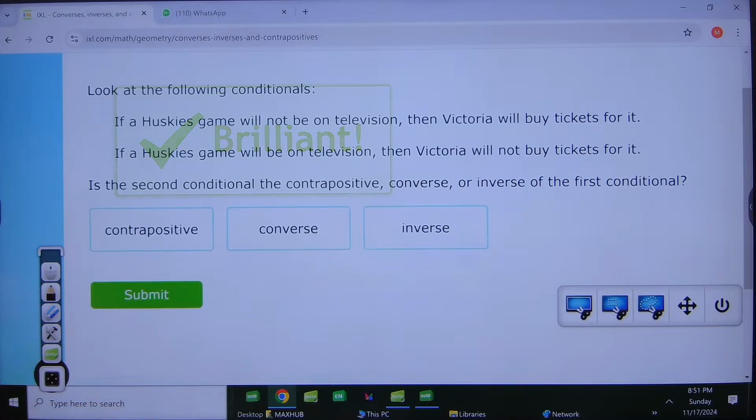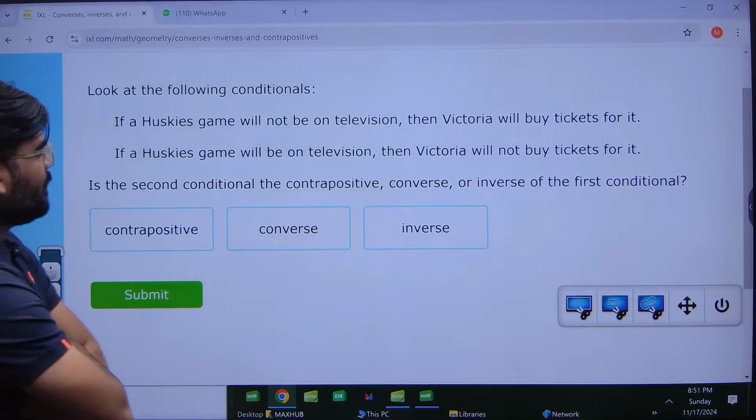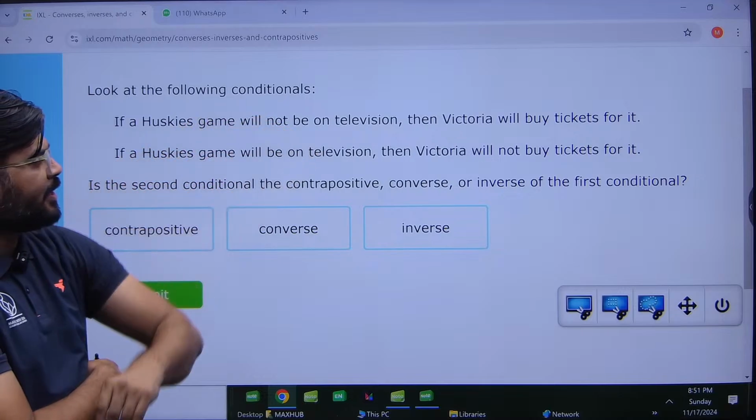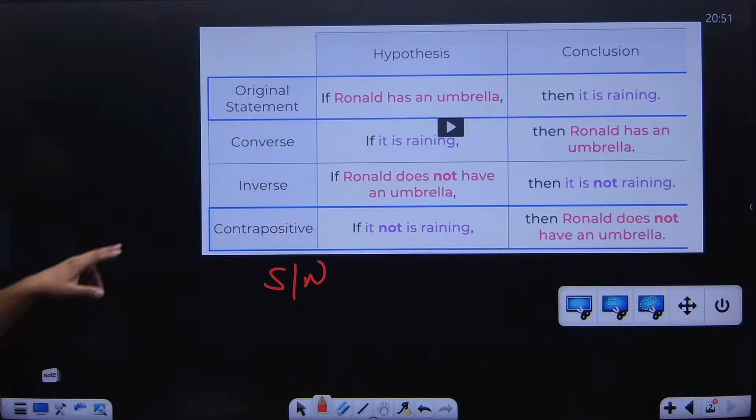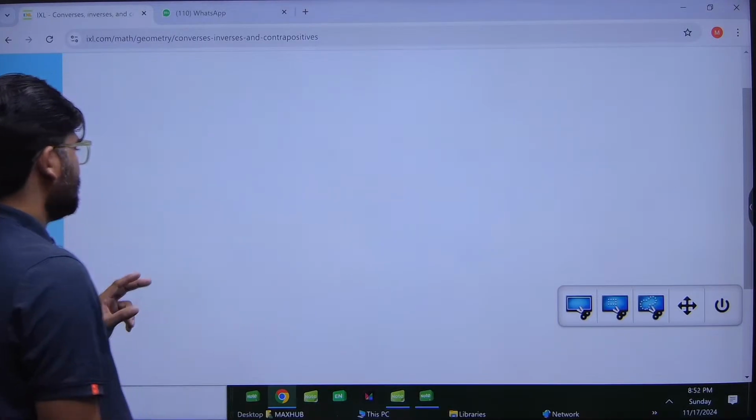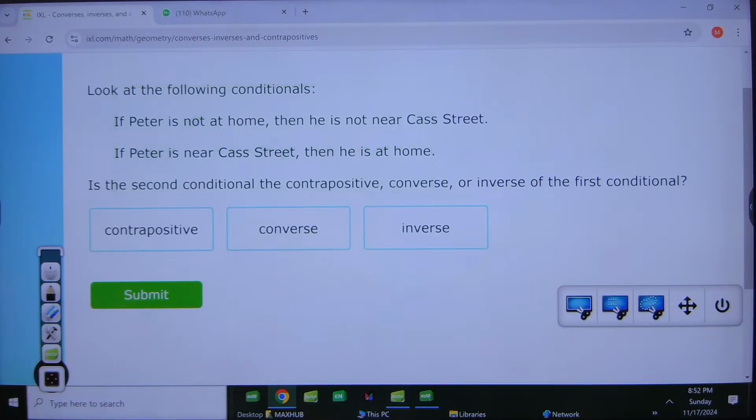Okay. What about this one? If a Huskies game will not be on television, then Victoria will buy tickets for it. You have to tell me if a Huskies game will be on television. Okay. Now they have just negated it. So negation is what? Inverse. So this statement is inverse. Good one, dear. You have a great mind. Okay. Tell me for this one. Sir, it's a contrapositive. You can see a switch and a negation.